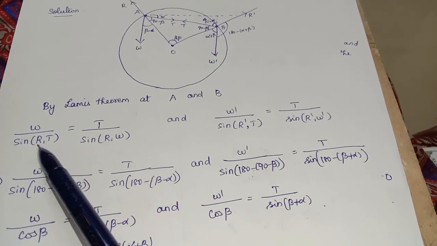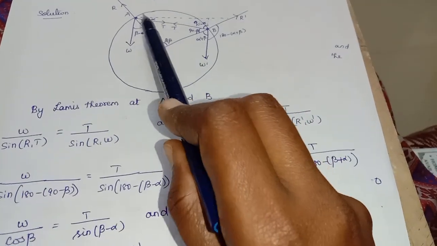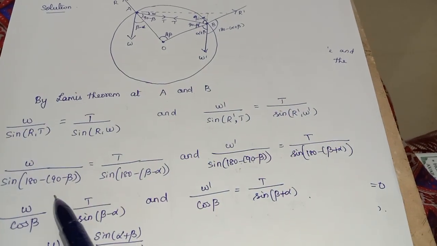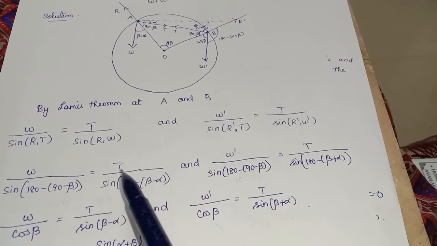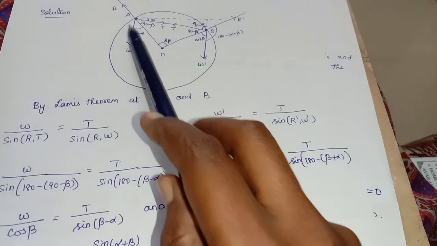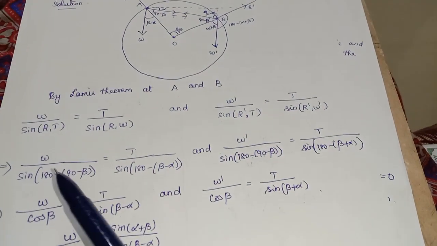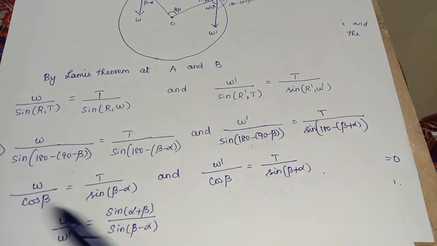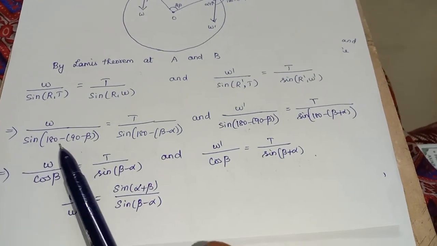What is the angle between R and T? This is R and this is T. The total angle is 180, so 180 minus of 90 minus beta, and then equal to T by sine of the angle between R and W. This is R and this is W. Here also it is 180 minus of beta minus alpha. So W by cos beta equals T by, sorry, here it is 180 minus 90, which means 90.